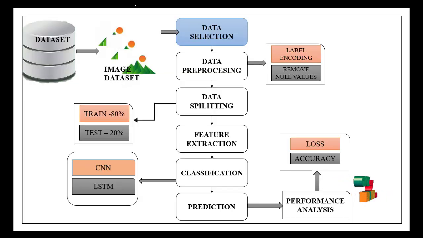This is a flow diagram. We select the data from our dataset and then pre-process it by label encoding, removing null values, and data splitting. We split the dataset into training and testing, extract the features, and classify with CNN and LSTM, then prediction and performance analysis. Finally, we get the loss and accuracy of the image and the predicted caption for the image.